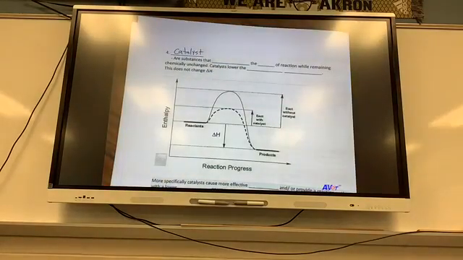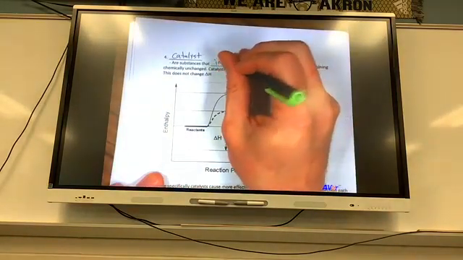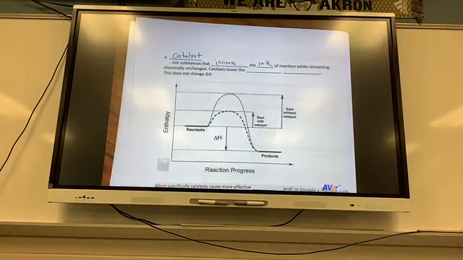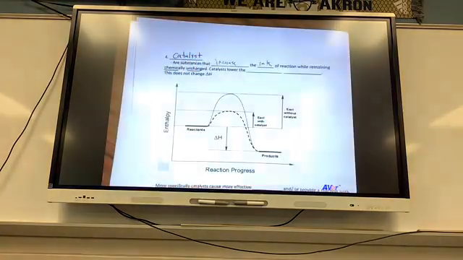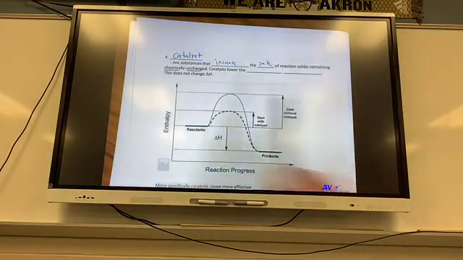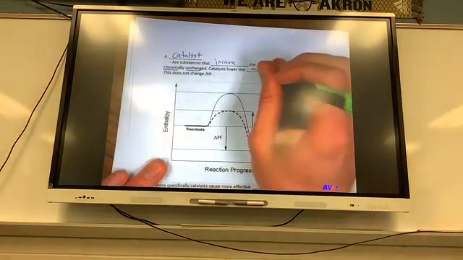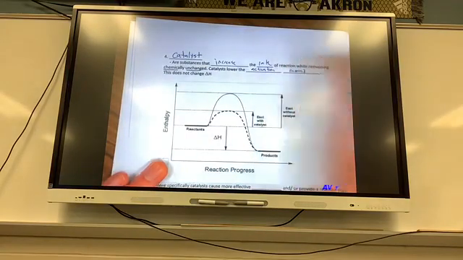All right, so catalysts are substances that increase the rate of reaction while remaining chemically unchanged. We're going to talk about what chemically unchanged means in a second. Well, probably tomorrow. Catalysts lower the what? Activation. Yes, they lower the activation energy.